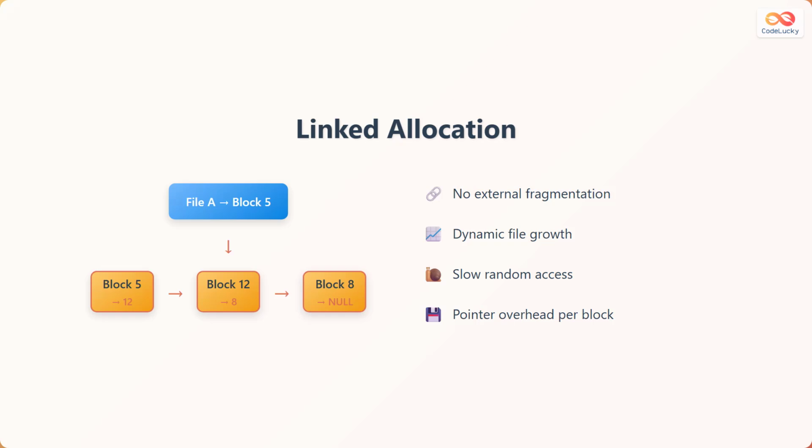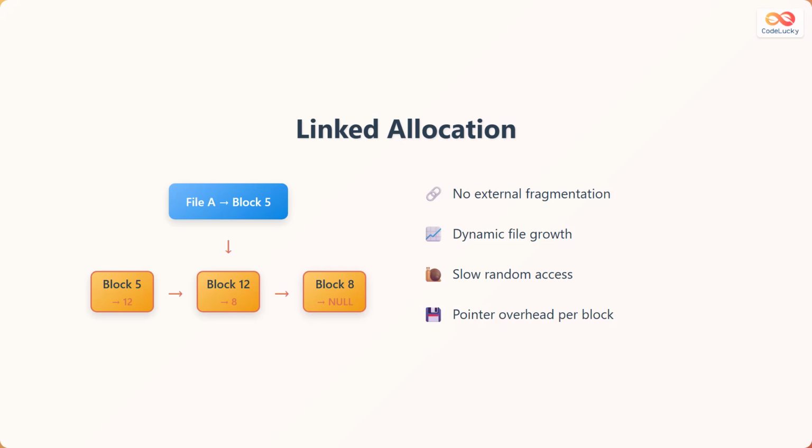Now let's discuss linked allocation. In linked allocation, each file is a linked list of disk blocks, which need not be contiguous. Each block contains a pointer to the next block. The directory entry contains a pointer to the first block of the file. As you can see, file A starts at block 5, which points to block 12, and block 12 points to block 8, and finally block 8 contains a null pointer signifying the end of the file.